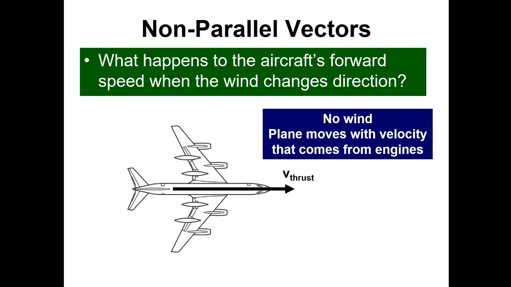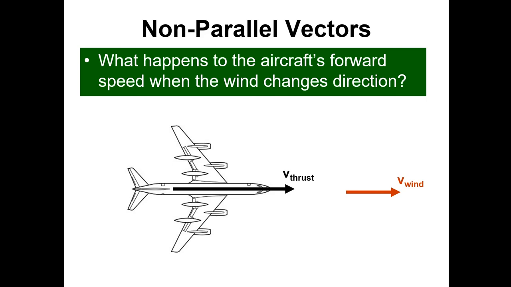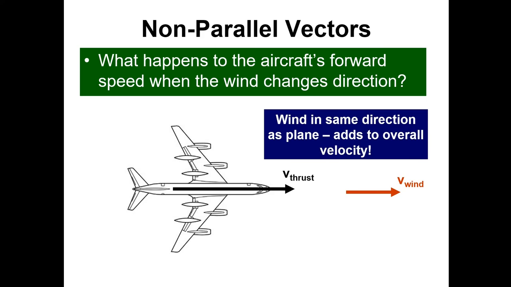What happens to the aircraft's forward speed when the wind changes direction? Well, if there's no wind, the plane moves with velocity that comes from the engines. It's simply propelled directly to the right in this example. If there's some velocity of wind moving in the same direction as the plane, it adds to the overall velocity. This is how planes can travel sometimes quicker certain routes if the wind is in their favor. And it makes sense. The wind is pushing on the plane, helping it to move quicker.